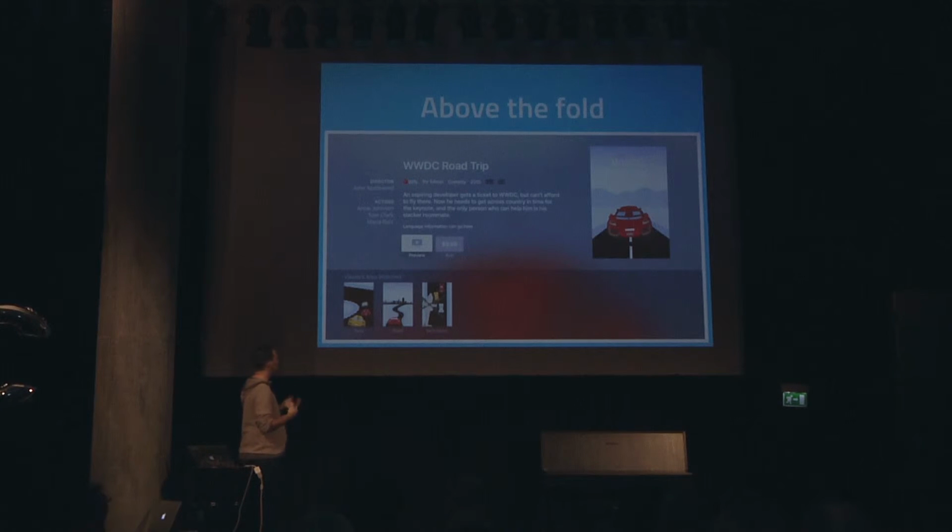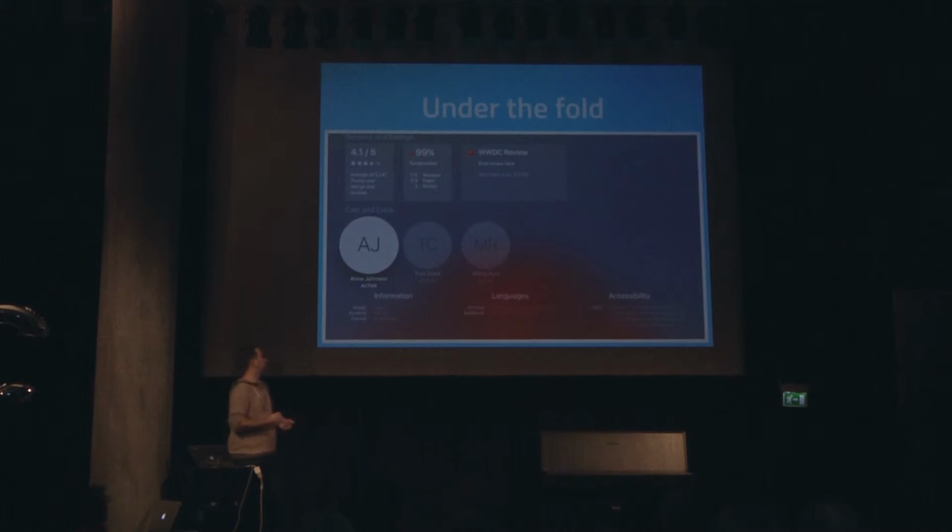So above the fold, you will see the product image, the name, some information about the movie, you can preview it, you can buy it, some additional images, and under the fold you get more information like what is the rating, who played in it, what's the language, information. So it's really easy to do because, well, there's only one TV size, so you can easily design for above the fold and under the fold.